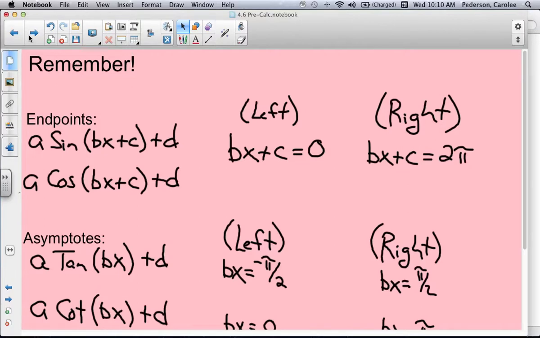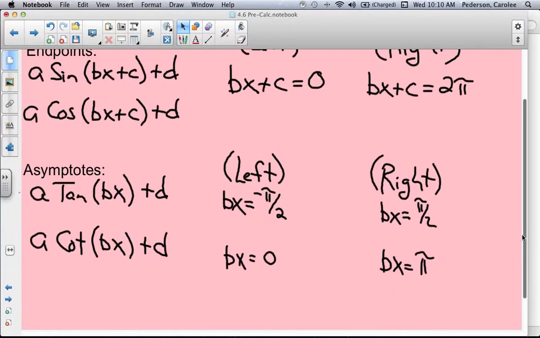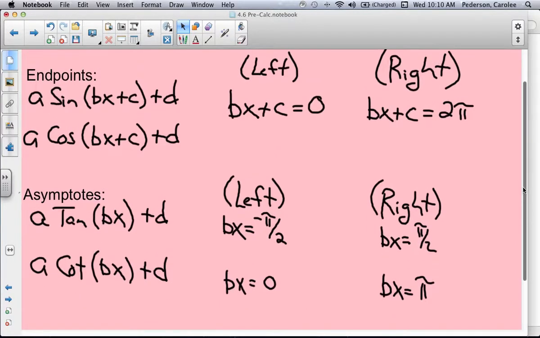To review with you, you don't have to write these down, they're already in your notes. But notice the difference. When we talk about sines and cosines, we're talking endpoints. We set those parentheses equal to 0 and 2 pi. It's different when we're talking about tangents and cotangents. Now we're talking asymptotes, left and right asymptotes. If you're talking a tangent, it's negative pi over 2 and pi over 2. And when you're talking cotangent, it's 0 and pi.